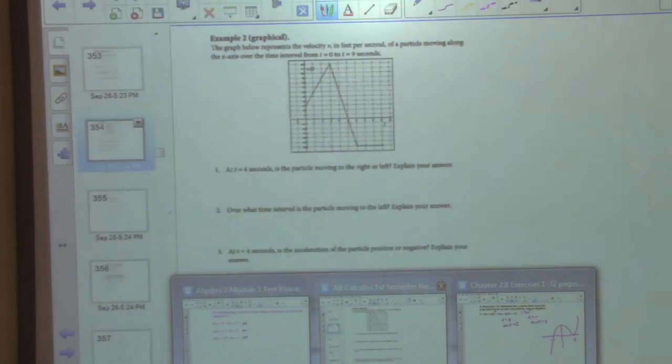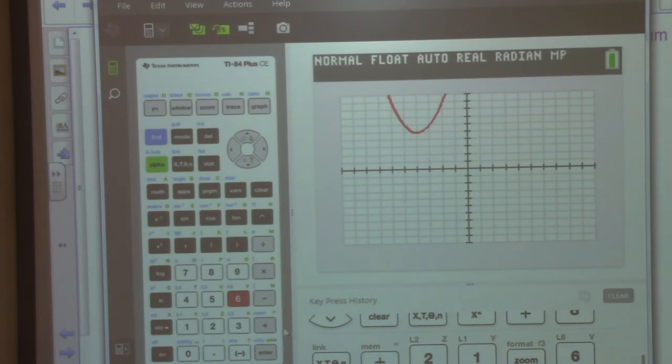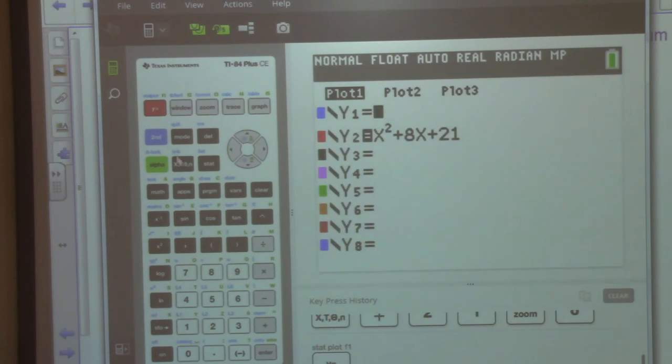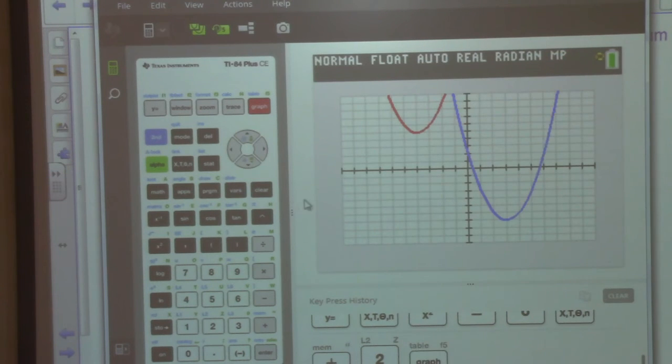This is x squared minus 6x plus 2. And now graphing the blue one, we get a minimum, but that's a minimum of like negative 7. So that's not right, okay?